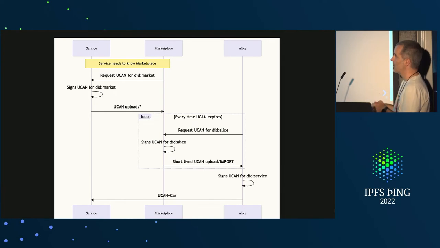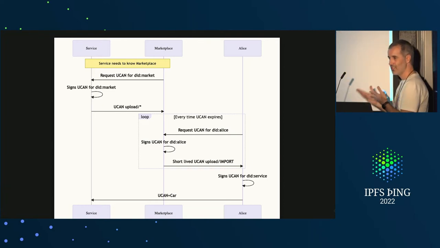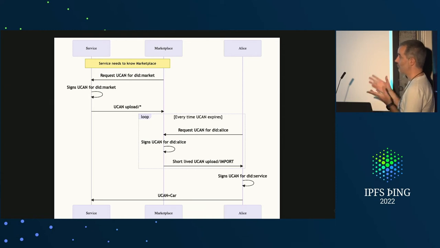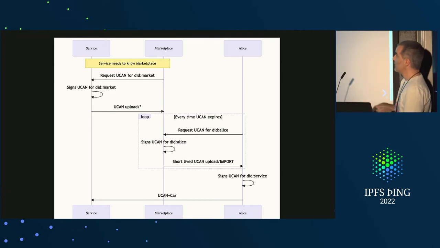Normally what would happen is Alice would need to upload a thing to the marketplace, and then the marketplace uploads to us, which is kind of troublesome, and we can do better. One way to do it better is with UCANs, because there's a delegation going on. So we have NFT.storage on that side that can delegate the permission, or a UCAN, to do uploads to the marketplace, because it's the marketplace account.